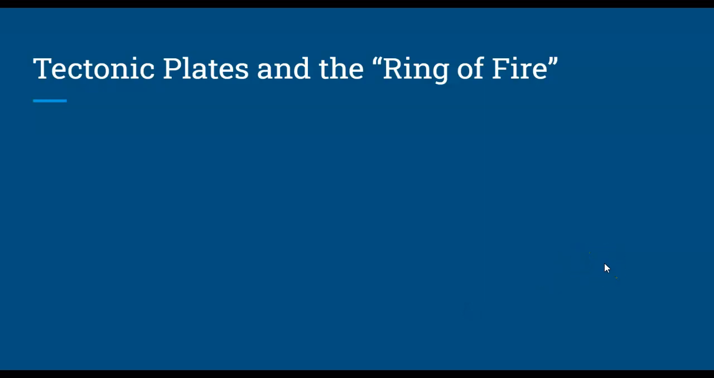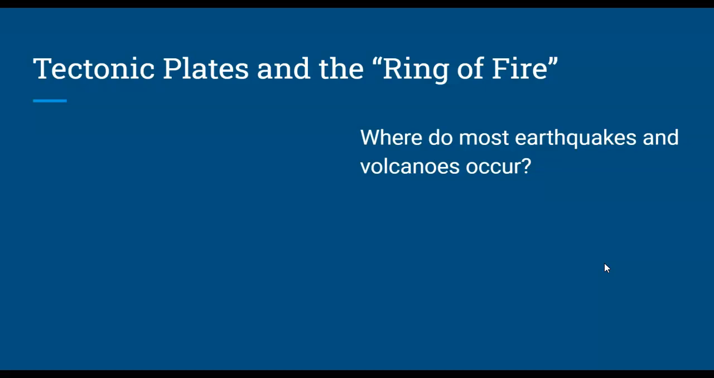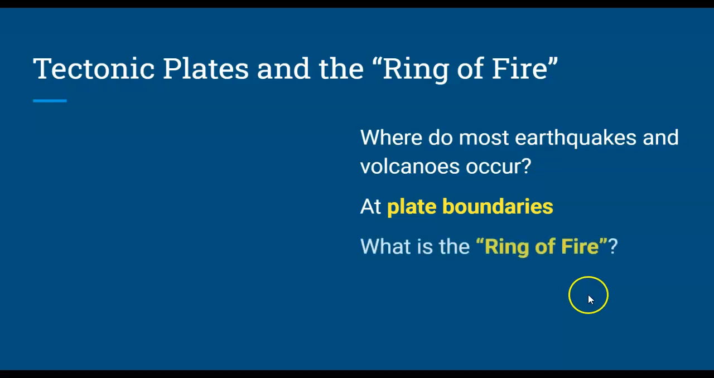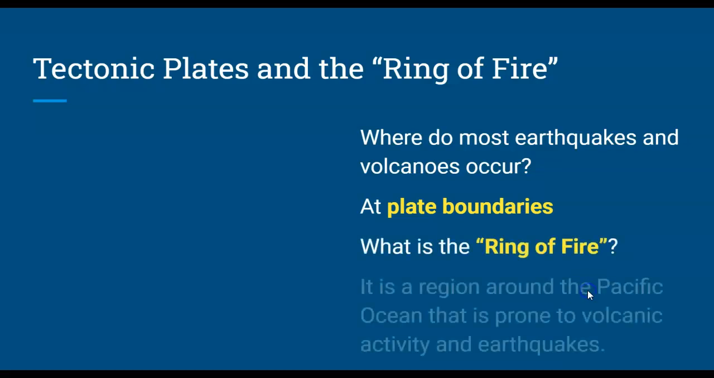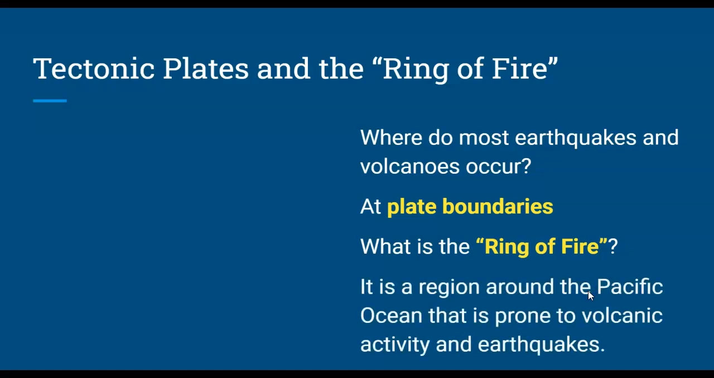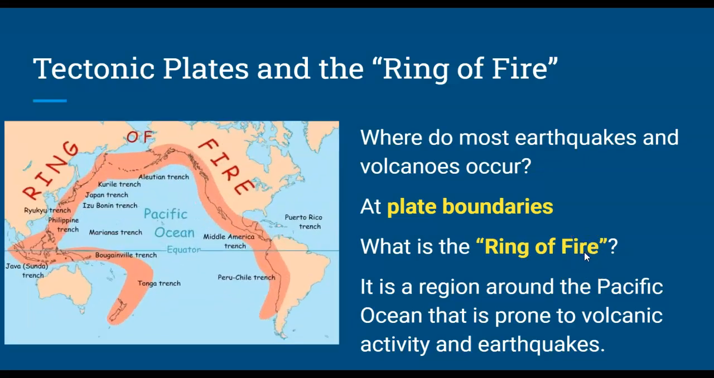Tectonic plates and the Ring of Fire. Where do most earthquakes and volcanoes occur? They occur at plate boundaries. What is the Ring of Fire? It is a region around the Pacific Ocean that is prone to volcanic activity and earthquakes. So this is what the Ring of Fire looks like.